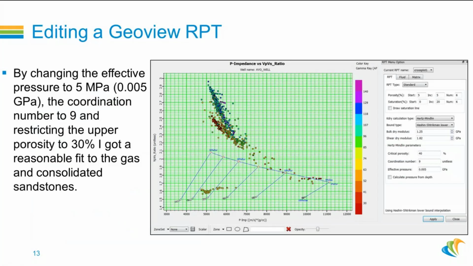I also went in and changed the effective pressure to 5 megapascals, or 0.005 gigapascals, the coordination number to 9, and the upper porosity to 30%. As you can see in here, I start at 5% and increment by 5% going up in 6 increments, so it gets you up to 30%. And I got a reasonable fit now, a little better than before, but as you can see, it's still not perfect.